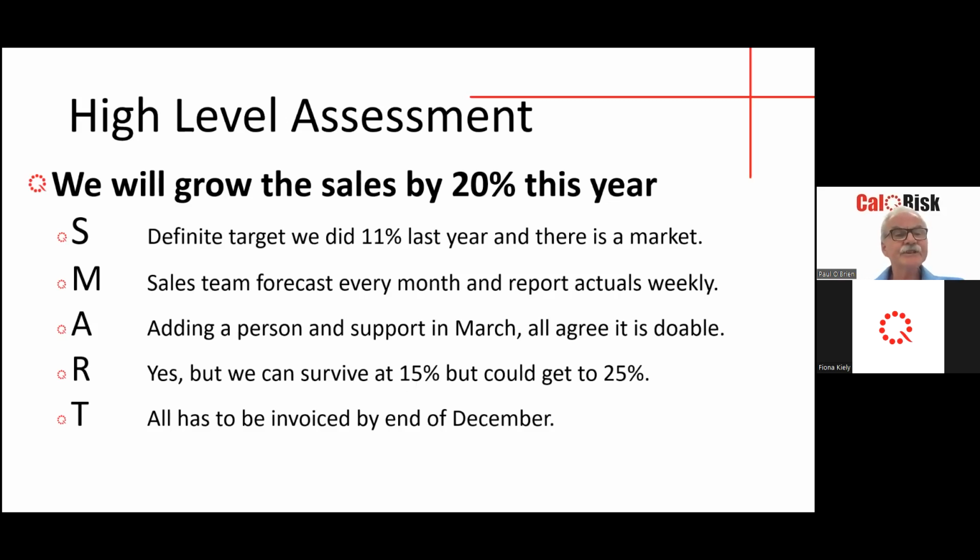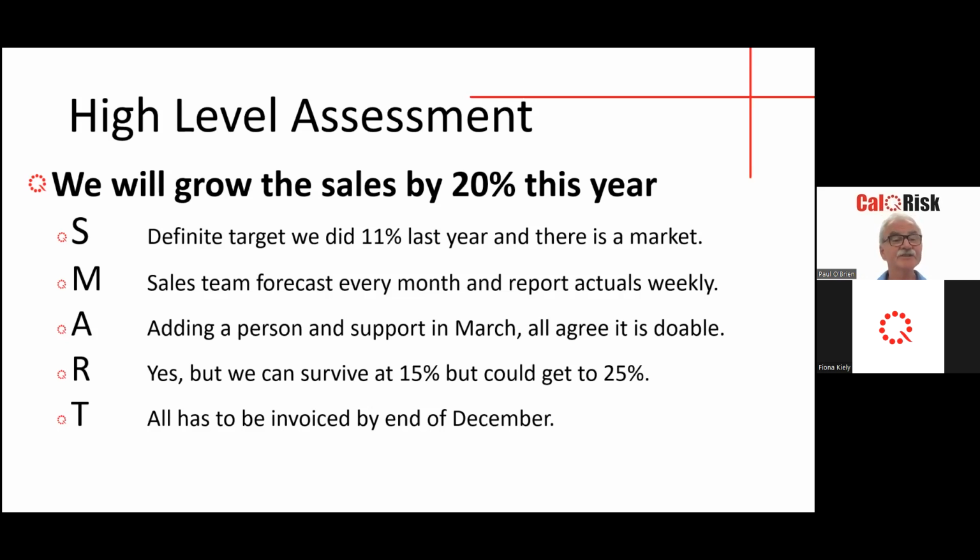So if you look at this, take that high level objective. So you're going to grow the 20%. This is the SMART test on it. Define the target. And what this is doing is looking for it being specific. So they're saying 20%. And this is informing the context. So last year we did 11%, and there is a market. So, for example, we've come across organizations where they're 96% market share. Not much point in them having a growth objective.